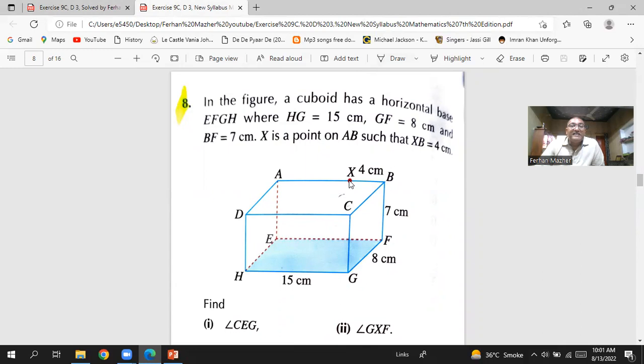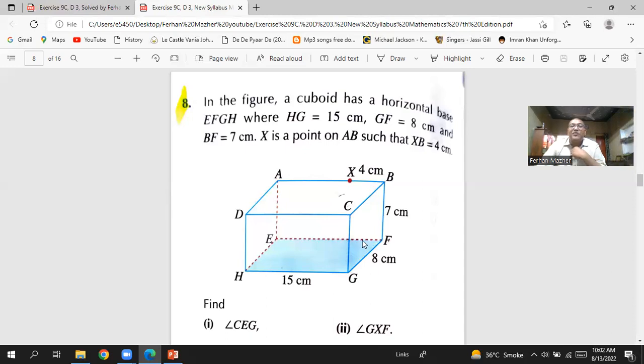So I join X and F. XB is 4 centimeter, the BF is 7 centimeters, so I will find XF. Then I will join G with X, and exactly below X on the EF line, I will have a point X prime. So I will join G with X prime, and I will apply Pythagoras on X prime FG.